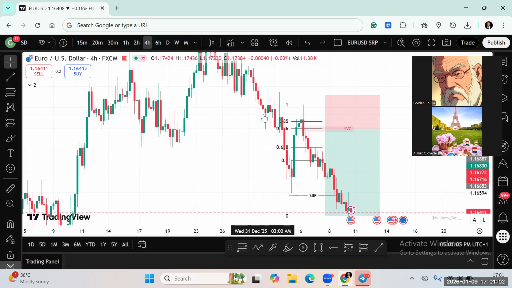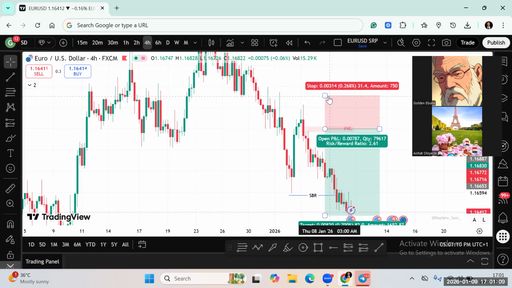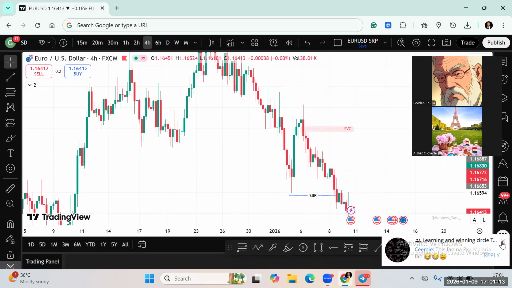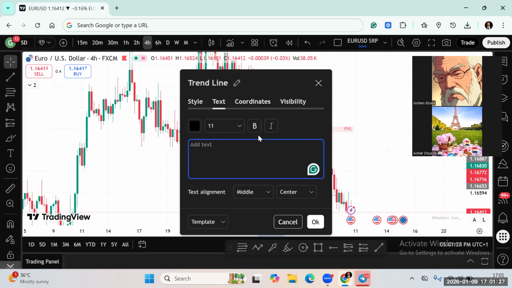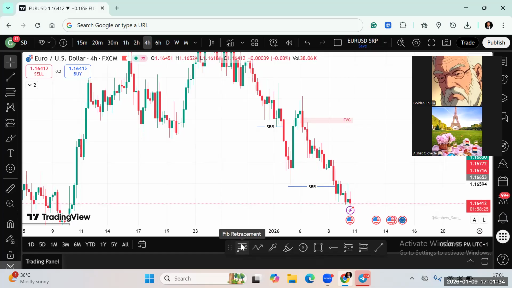Okay, so lower time frame confirmation. Let's look at this particular trade that played out in EU. First of all, you have this sweep, and then price broke this low, giving us an SBR. And you mark your range, waiting for price to pull back.